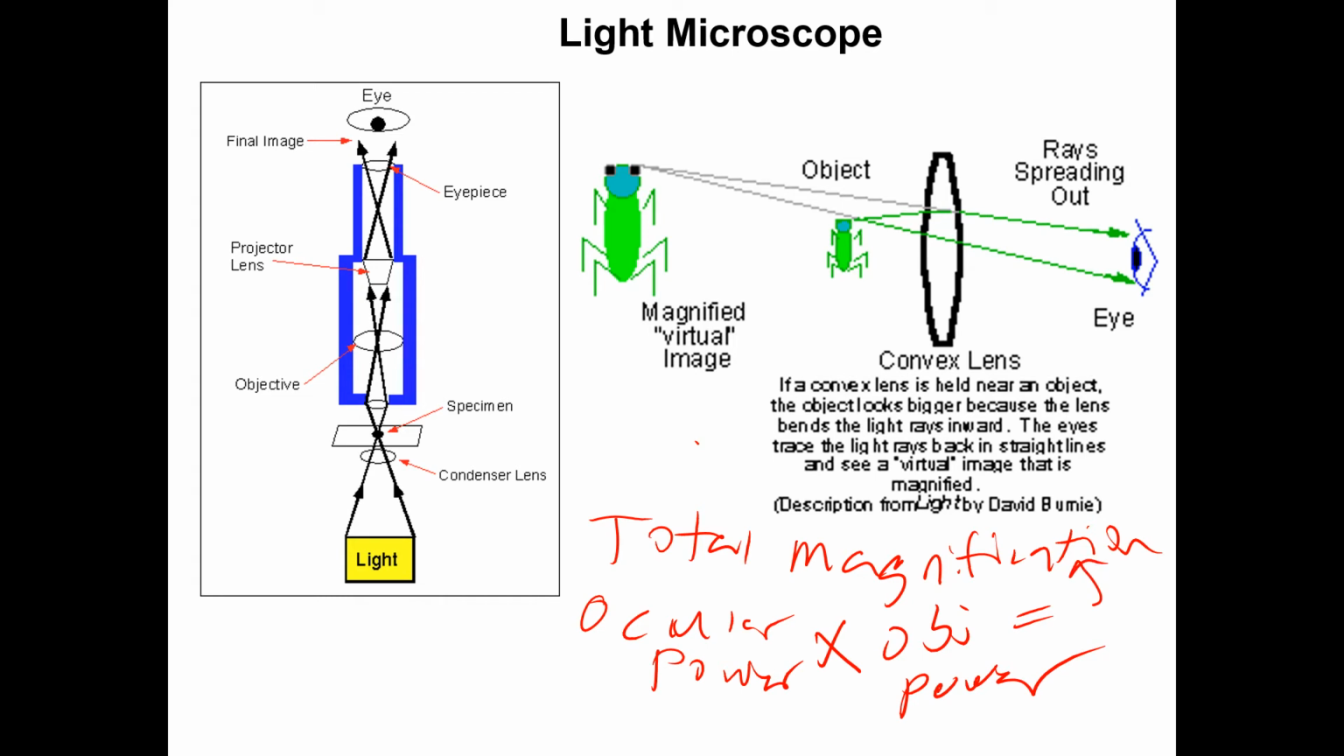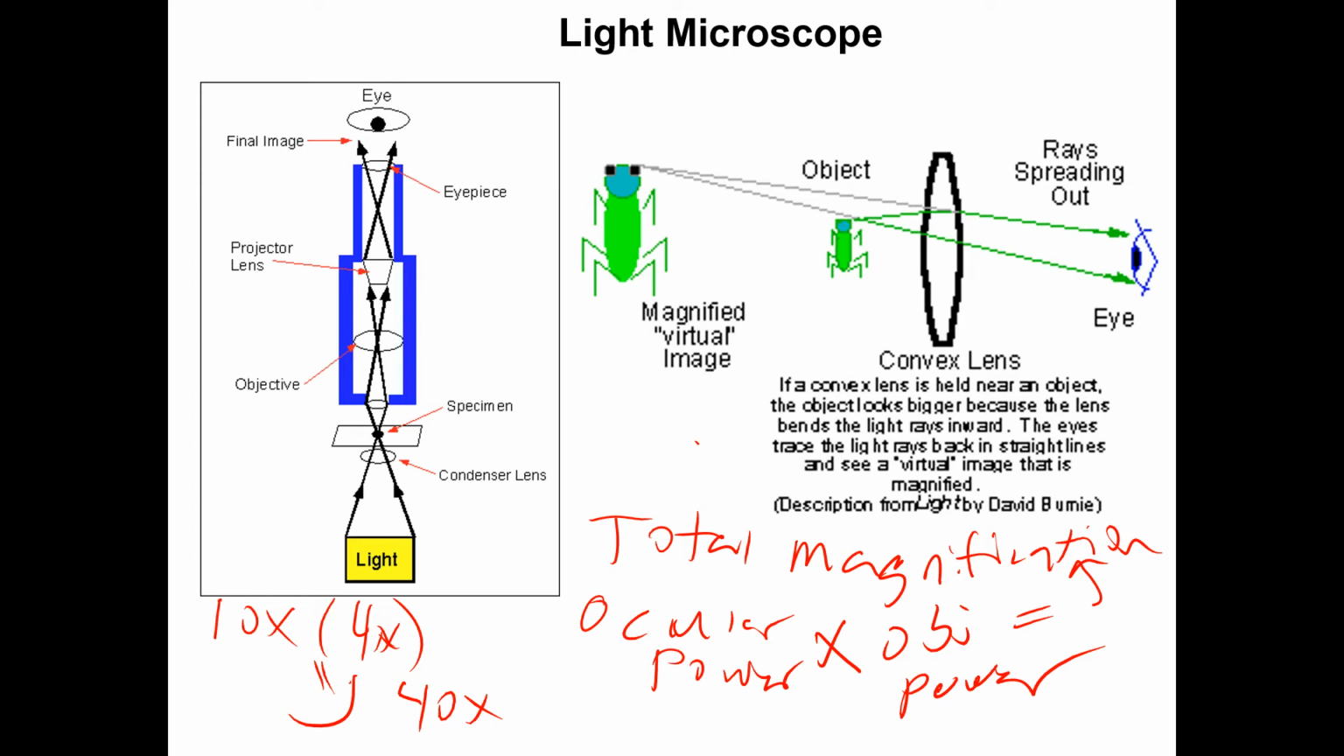For instance, if you have your 10x ocular lens multiplied by your 4x objective lens, then your total magnification would be 40 times magnification. Whenever you're looking at an object through the ocular lens, and the light rays are also passing through that objective lens, you're magnifying the image 40 times.